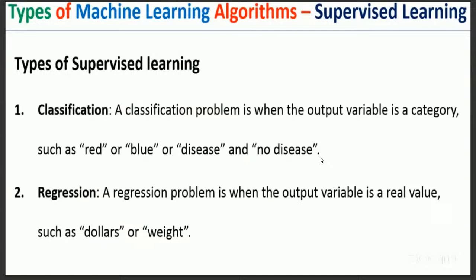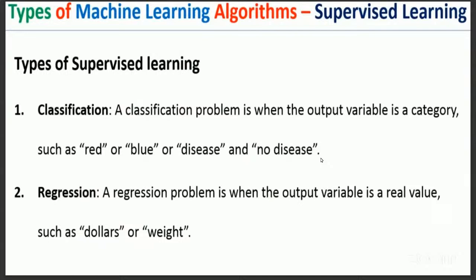Next one is classification, where the output variables are categorical. There are types of variables: continuous variables and categorical variables. Category means you have only two options or three options. Gender, male and female. Colors, we have fixed colors. So those types of values that are fixed, that is called a categorical value.